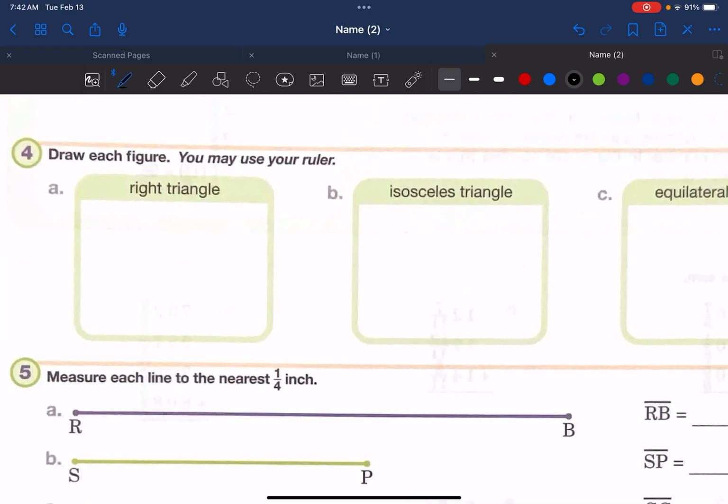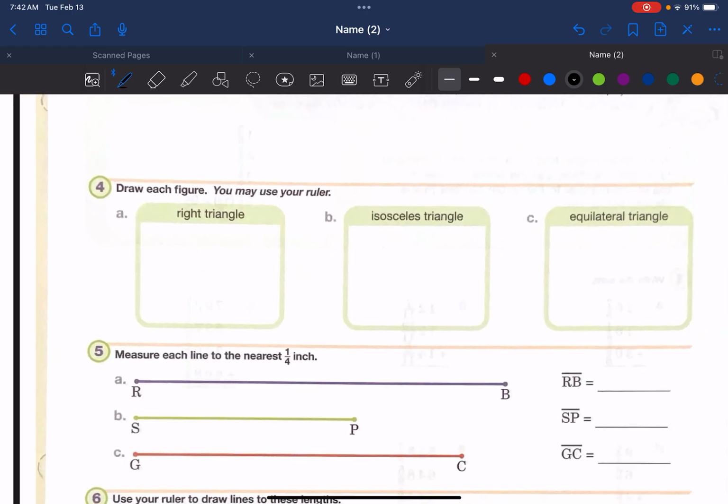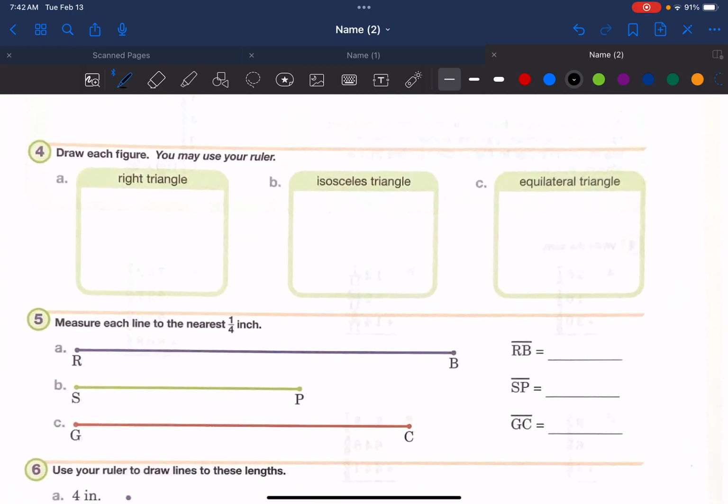Now, number 4, draw each figure. You may use a ruler. Practice these. I'm not going to go over them with you. You might need to look up in your binder, but remembering our different types of triangles is part of a 4th grade standard. You have to know them. So it's going to keep showing up on your homework, but just randomly. So what is a right triangle, an isosceles triangle, and an equilateral triangle?